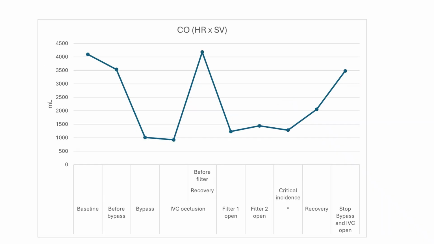This is the cardiac output that's been calculated based on the echo, and this shows a very similar graph. We can see the baseline at about 4 liters. It drops significantly upon bypass opening. Then we resuscitate the patient with fluid. It goes back to nearly a normal level, but that's very temporary. Once the filters are opened, it drops again, and it recovers at the end of the case once the bypass is discontinued.